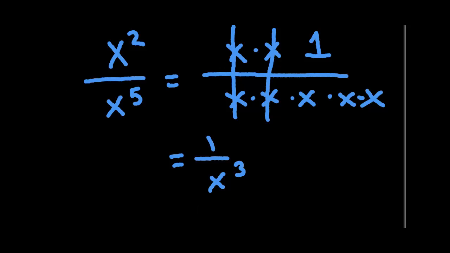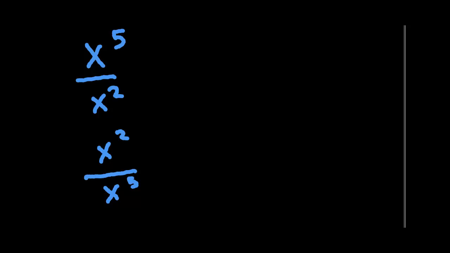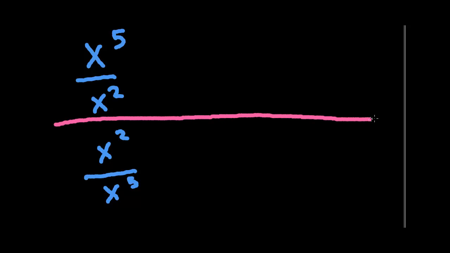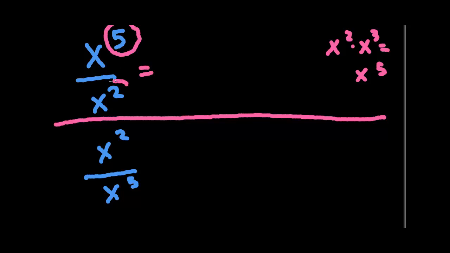Now the shortcut for doing this, let's look at that again: x to the 5th over x squared, and x squared over x to the 5th. The shortcut is to subtract exponents. Remember, when the exponents sat next to each other, like this, we added the exponents. So in the case of multiplication, we added exponents, and in the case of division, we're going to subtract exponents. When the bigger number is on top and the little number is on the bottom, it becomes really simple. It's just x to the 5 minus 2, which is x to the 3rd, which is what we saw when we crossed off our x's.